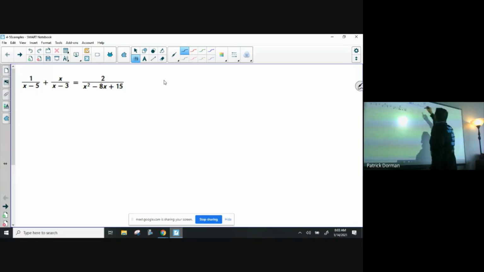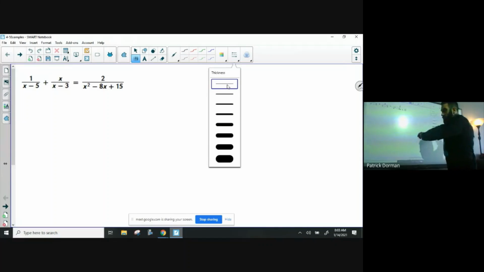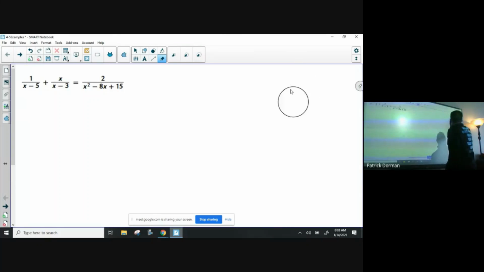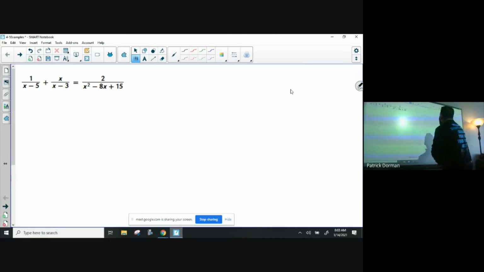Okay, so this thing looks kind of nasty. But it's not that bad. What we need to do is factor, and there's actually some tricks involved in this, right?